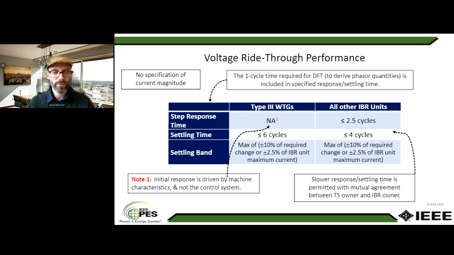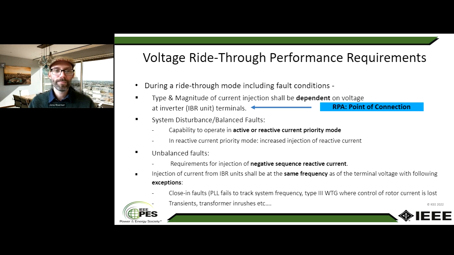During the ride-through, there are also requirements to inject current, and those are specified with response time and setting bands. And the current injection shall be voltage dependent. 2800 does not necessarily specify that it be a proportional reactive current injection, as we have, for example, seen in previous versions of the grid codes in Germany, but it does require an active or reactive current priority setting that can determine to which current the inverter gives priority during the event. And it also requires, just as some of the other leading grid codes around the world, negative sequence reactive current injection during the fault period.